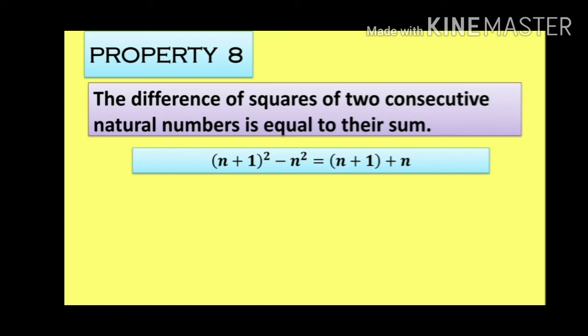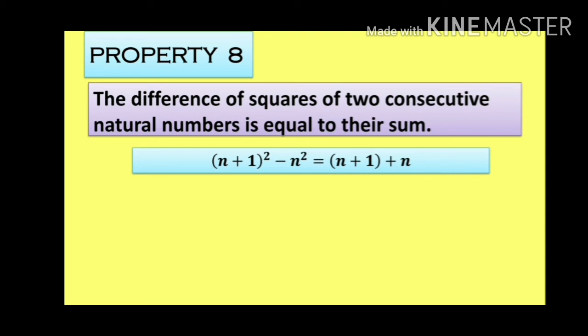Suppose I take one of the numbers as 5, its consecutive will be 6. If I take 3, its consecutive will be 4. Now here n plus 1 is the greater one, n is the smaller one. So we are just finding the difference. So here it says that (n plus 1) whole square minus n squared is equal to n plus 1 plus n. It is the sum of the numbers.